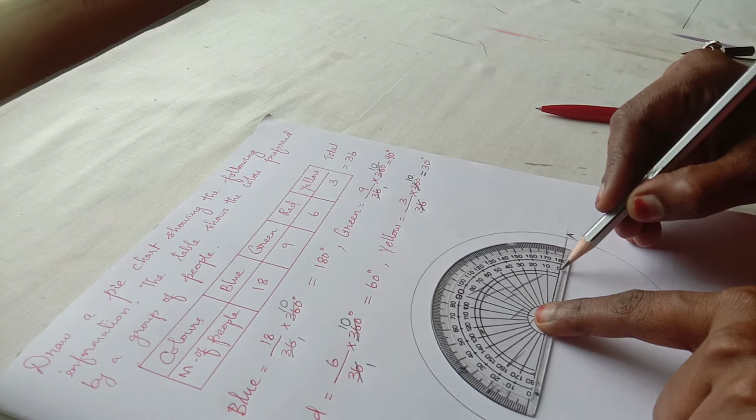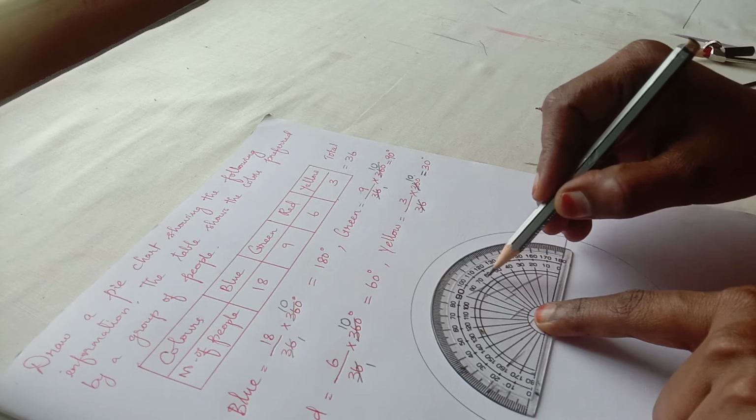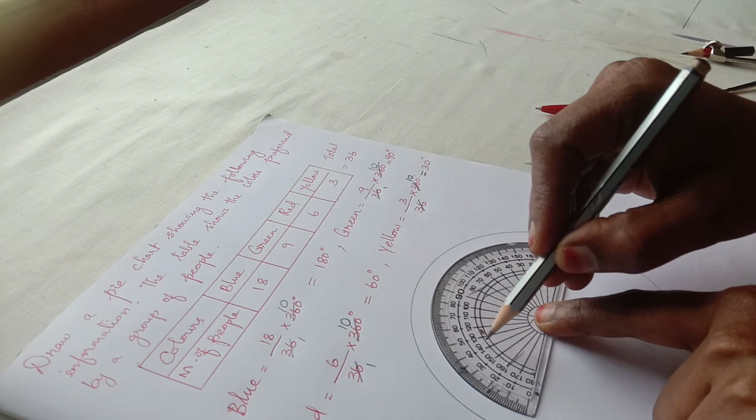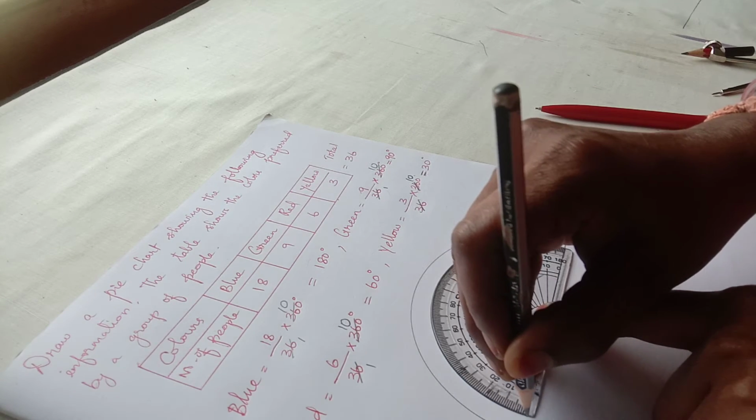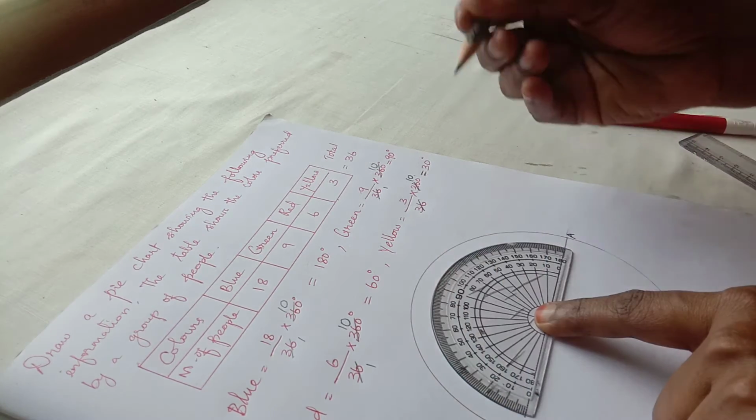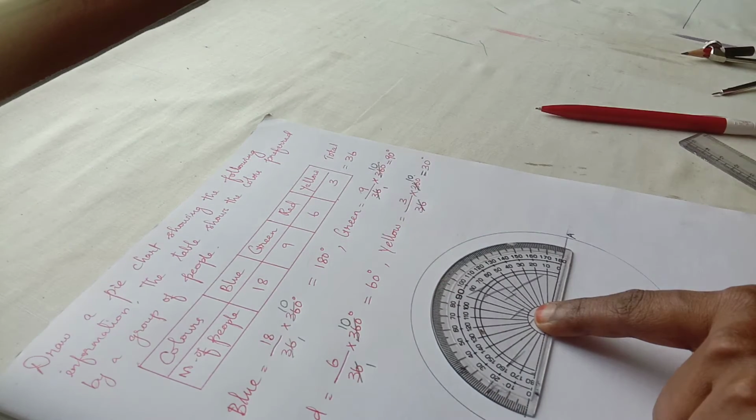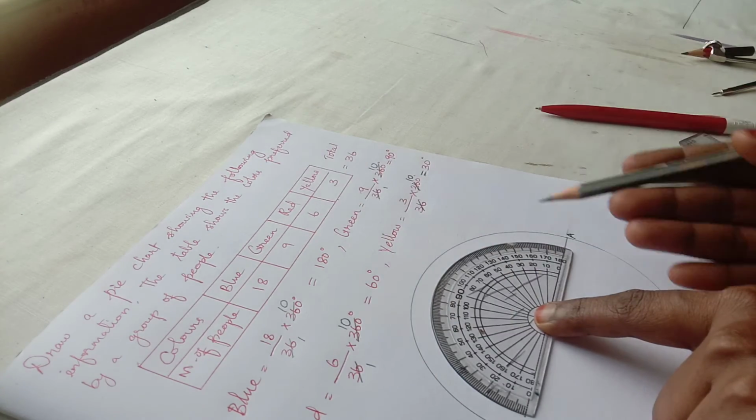So we begin from the inner scale, that is 0, 10, 20, 30, 40, 50, 60, 70, 80, 90, 100, 110, 120, 130, 140, 150, 160, 170, 180 here. Actually, 180 is very easy. If you start from here, you can directly keep the point here. No need to count. It's very simple. Anyhow, we are going by procedure. So we started like this, from the right-hand side.